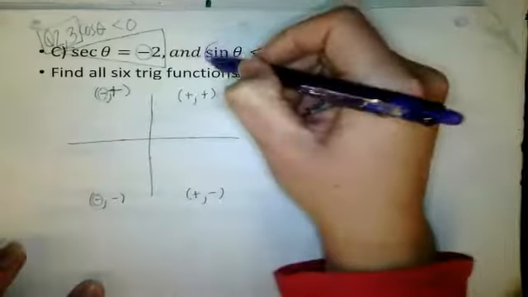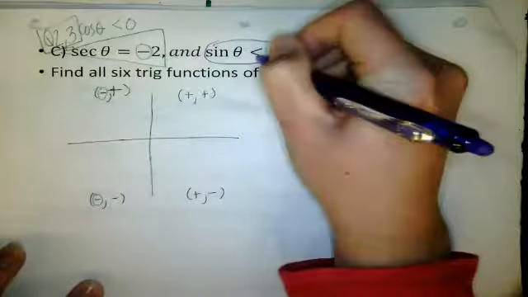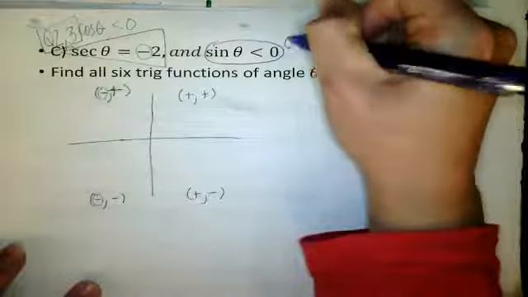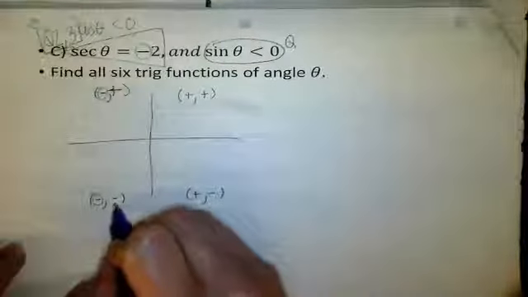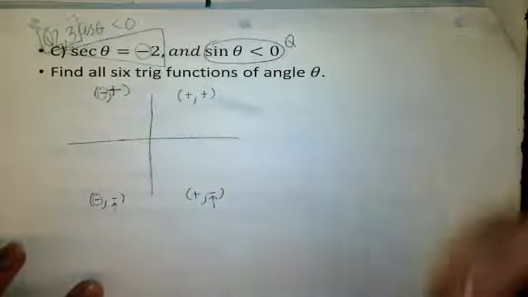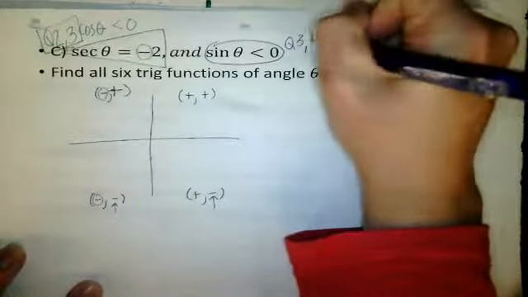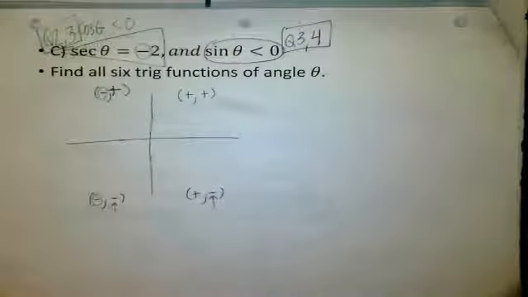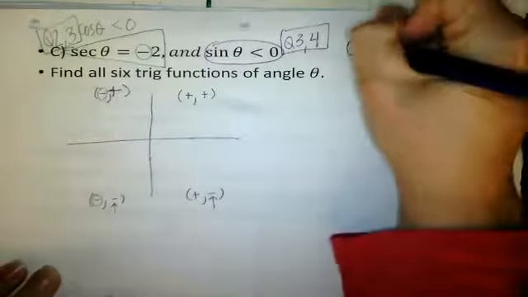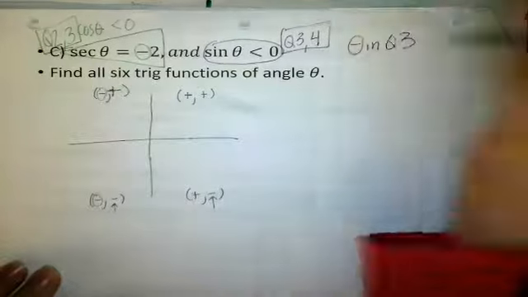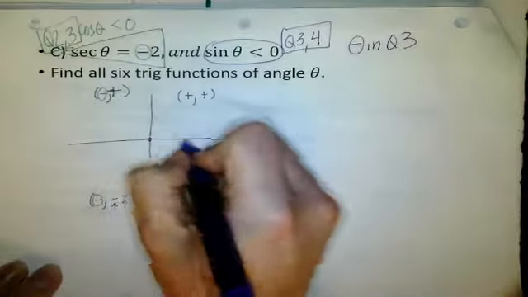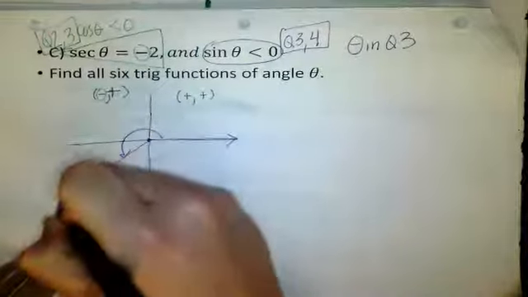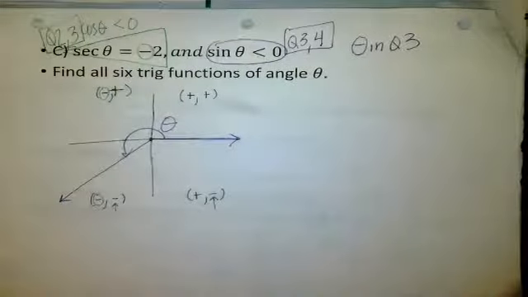And we also know that sine of our angle is less than 0. Where is the sine of our angle less than 0? Right here, sine is less than 0, and here sine is less than 0. So that's quadrants 3 and 4. So where should I draw my angle? Quadrant 3. So theta is in quadrant 3. I'm going to draw my angle here, landing in quadrant 3. Right there is big theta.